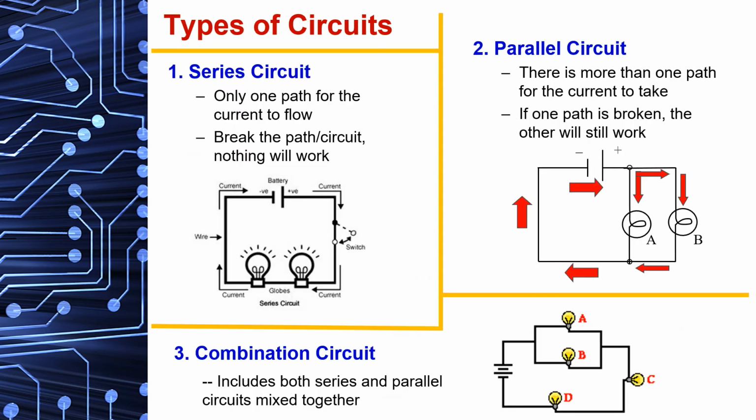Now, we're almost done, I promise. We have three types of basic circuits that we're going to learn about in this class. The first kind is called a series circuit, and this is where the circuit is just one loop and the current has to pass through every object on that loop, and there's only one path for the electrons to take. They can only go one way.